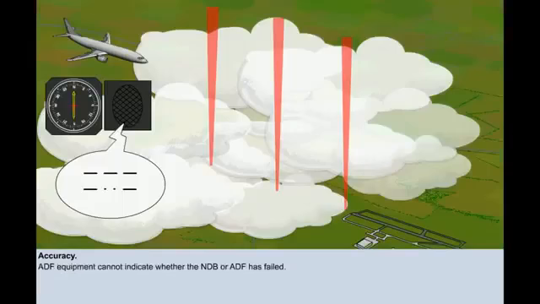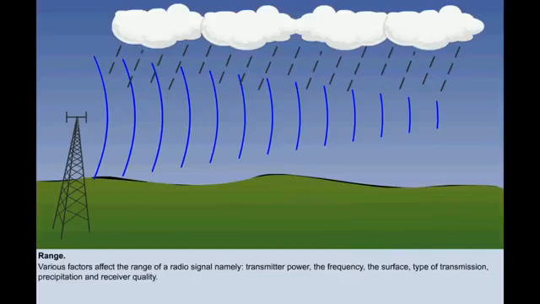It should be noted that most ADF equipment does not include a failure warning indication of either the NDB or the ADF. Pilots should continuously monitor the bearing and the identification signal, especially during an approach using an NDB as the primary source of navigation. We have also seen in the lesson on propagation that various factors affect the range of a radio signal, namely transmitter power, the frequency, the surface, type of transmission, precipitation, and receiver quality.